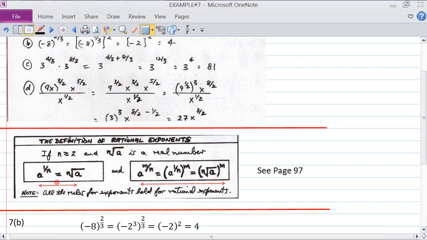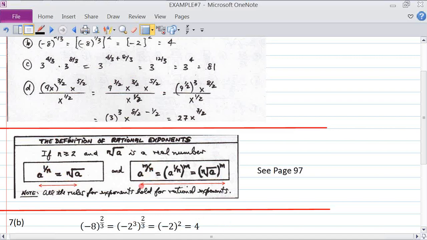I put a 3 here, that means I'm looking for the cube root of a. If I have a 4 here, it means I'm looking for the 4th root of a. And similarly, if I have the 4th root of a, this is a to the 1 over 4.